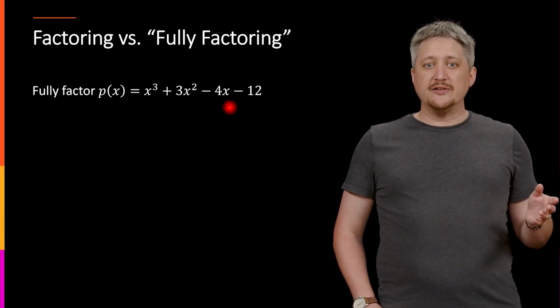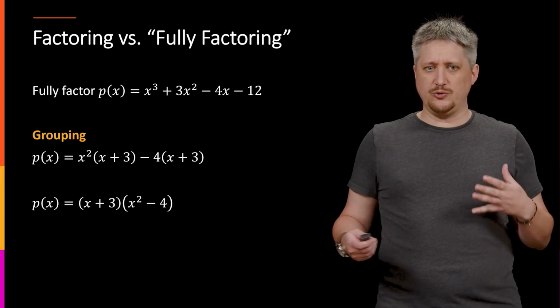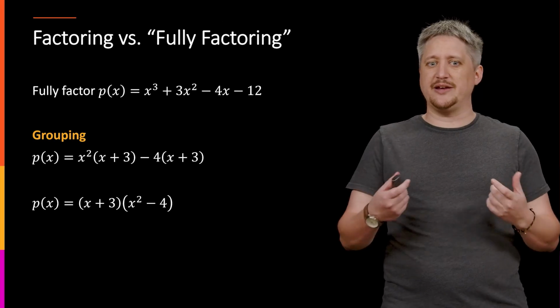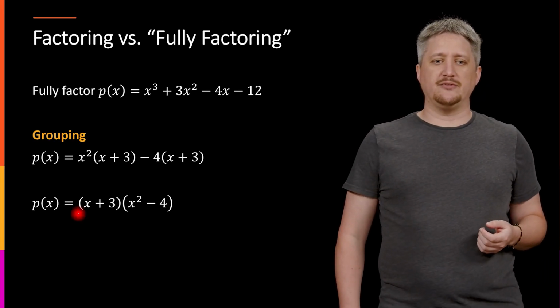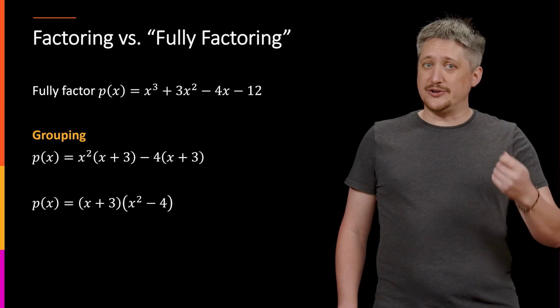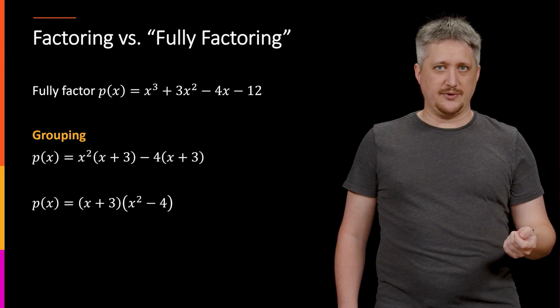So the one we have here, this has 4 terms, it turns out we can factor this by grouping, which we would do as the first step, right? We group them together, factor out common terms, factor out the common x plus 3, and we get something that looks like this. Now, at this step, I have factored it, but I have not necessarily fully factored it, okay?